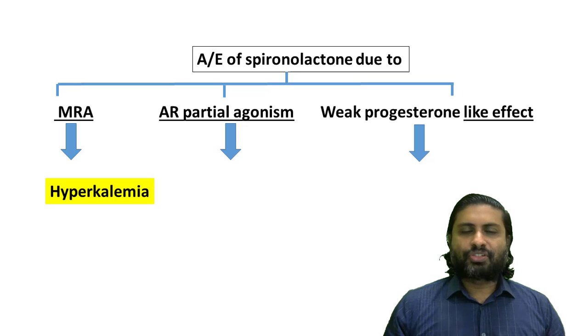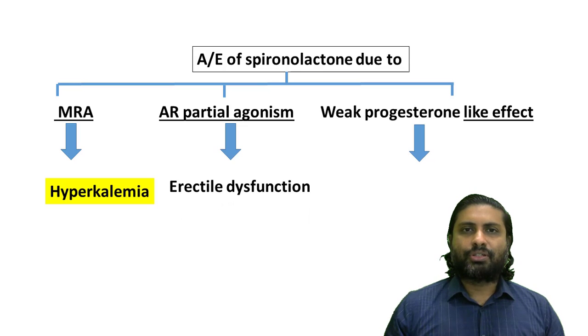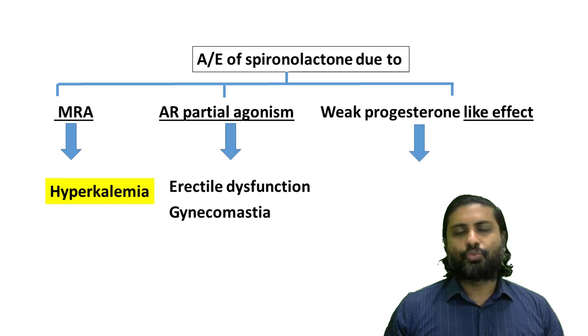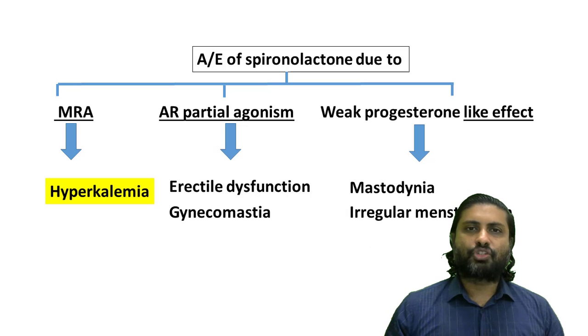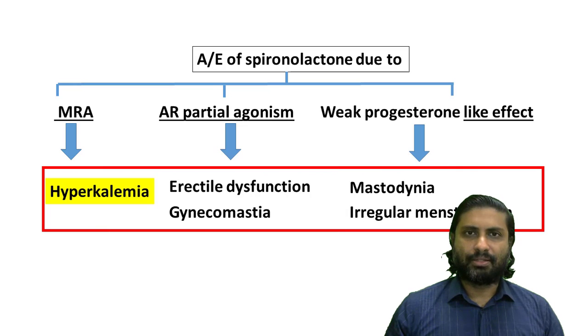Because of its androgen receptor partial agonism, spironolactone can cause conditions like erectile dysfunction and gynecomastia in males. And because of its weak progesterone-like effect, it can cause mastodynia and disturbances in the menstrual cycle in females.